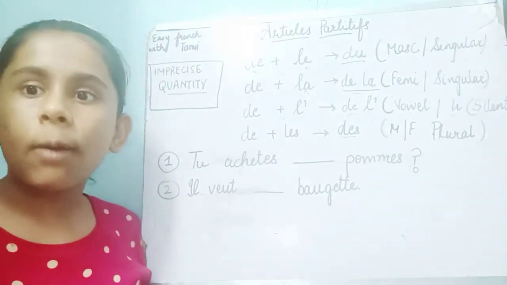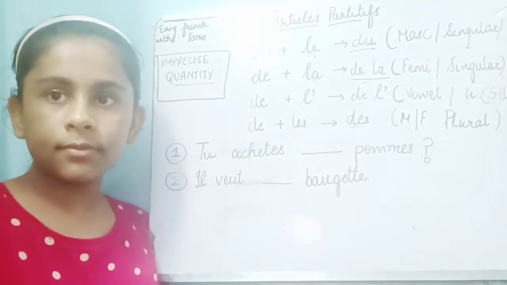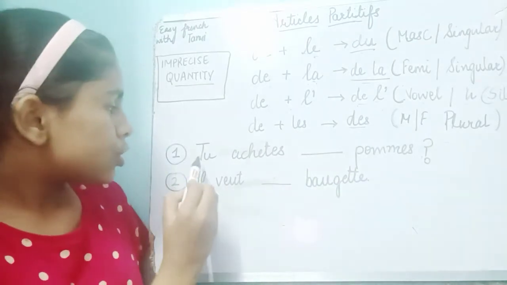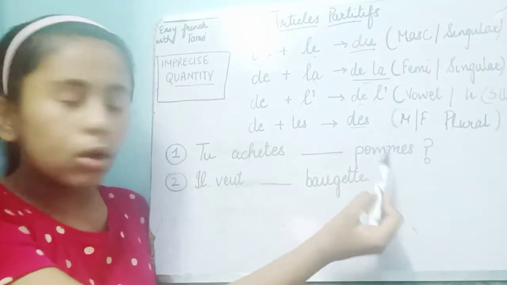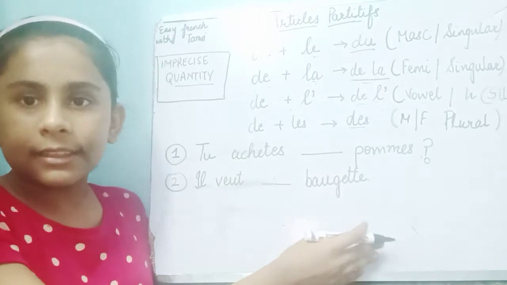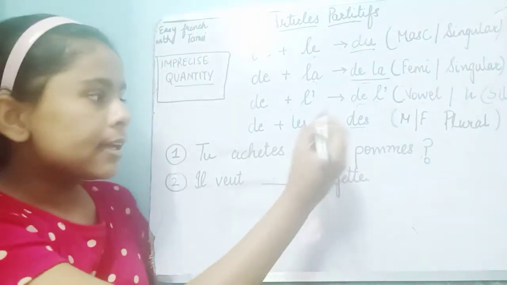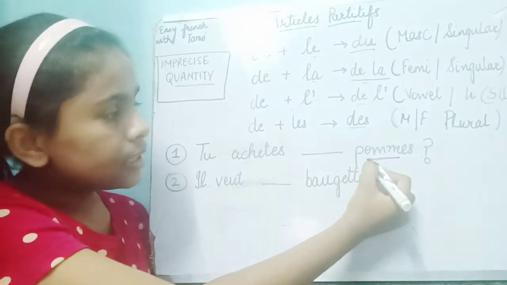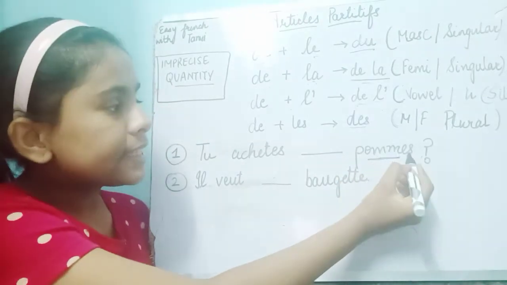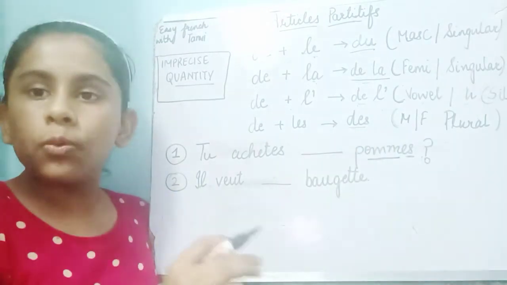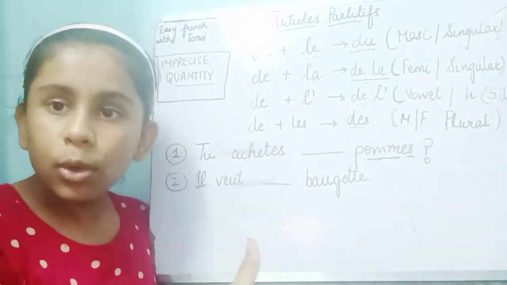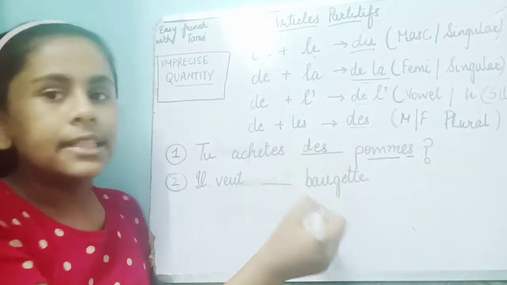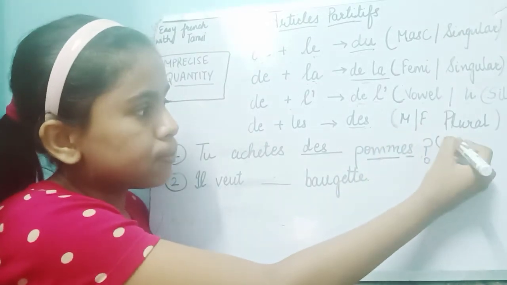Let's understand this topic using two sentences. The first sentence is: blank, oranges, at home. We have to apply the partitive article in these sentences. First of all, we look at the word next to the blank. This word has an s at the end, and when the word has an s at the end, we consider it plural. For plural, we use des. Then we write des. So it's the plural case.